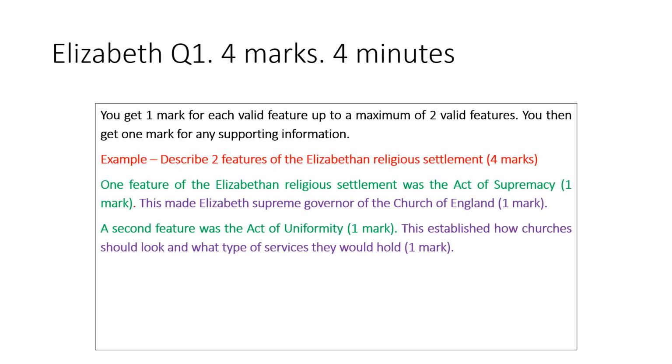That would get you 1 mark, and then you follow that up with some more information. So this made Elizabeth Supreme Governor of the Church of England. That gets you your 2nd mark, and then you do the same for a second feature. So with this question, you're looking really for between 2 and 3 sentences per feature, and you're looking for 2 separate features. So 4 marks, 4 minutes.